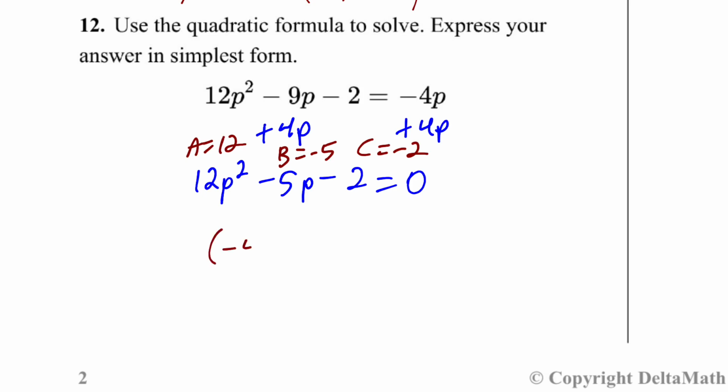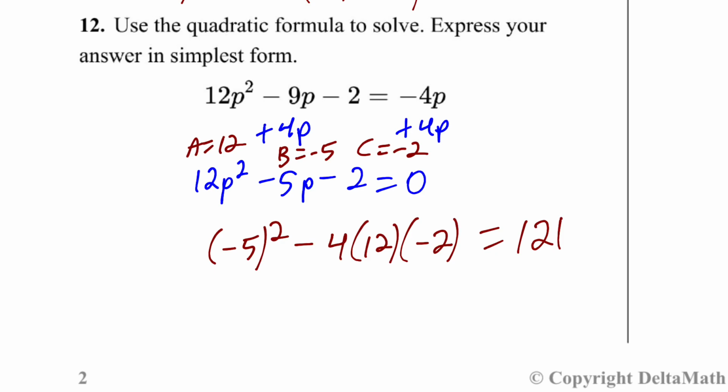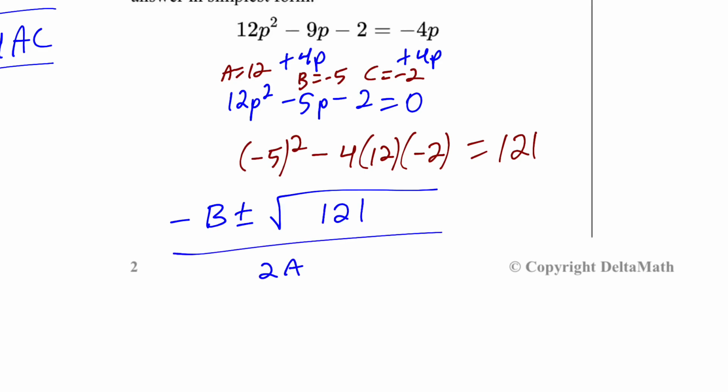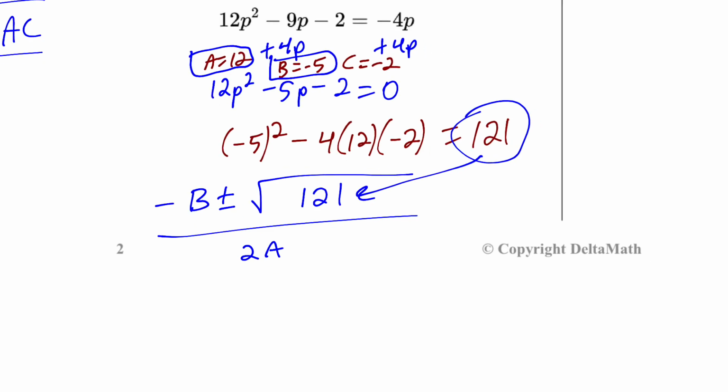That's going to be negative 5 squared minus 4 times 12 times negative 2. And that's 121. So if I think about the quadratic formula as being negative b plus or minus the square root of 121 divided by 2a, this piece gets plugged in right there. I'm still going to use my original a value and my original b value and replace.